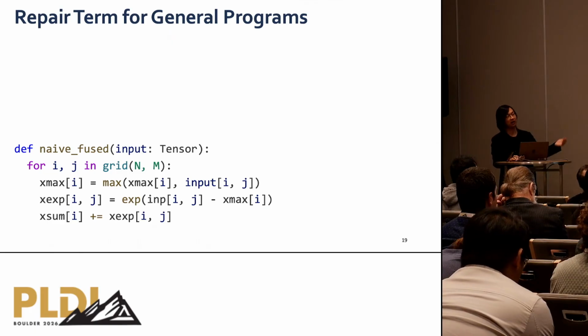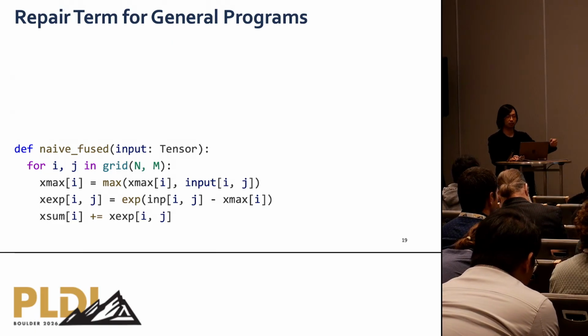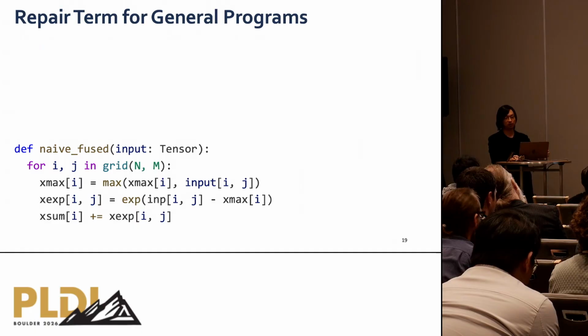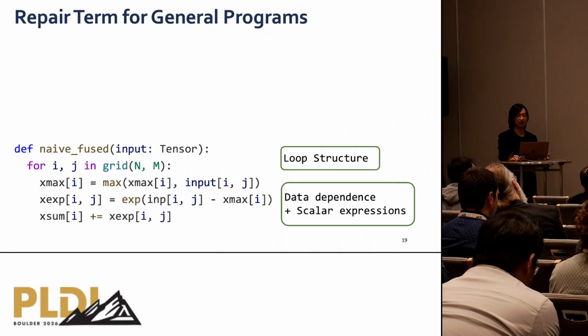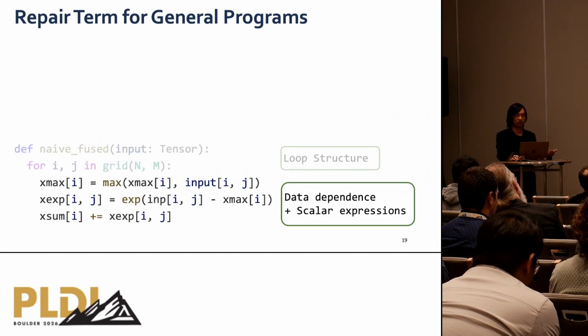So let's look back to our fused example program. This program says a few things about the computation in one place. There is the loop structure. And within the loop, there are a bunch of scalar expressions doing the computation with some data dependency. Now, the loop structure is already good thanks to our naive fusion.